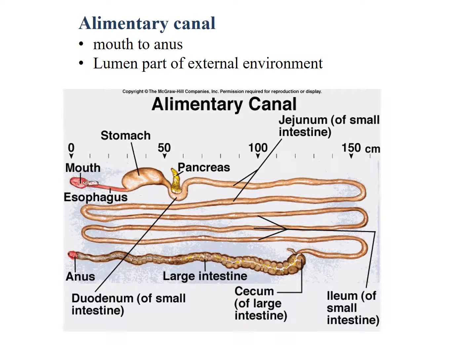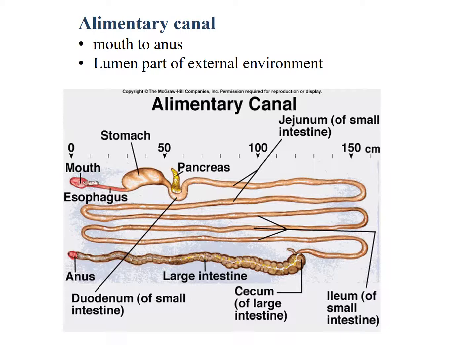Here we actually have a visual representation of the alimentary canal. The alimentary canal or digestive tract runs from the mouth or oral cavity all the way to the anus. The lumen, or opening, the whole opening that runs through the entire central portion of the alimentary canal, is actually part of the external environment. This means that we have a hole running through the center of our body that's separated by different sphincters.